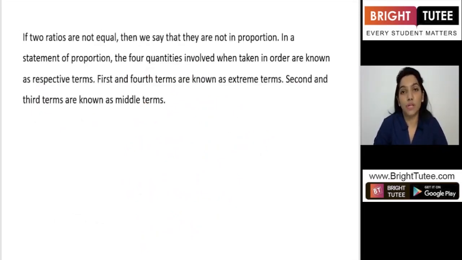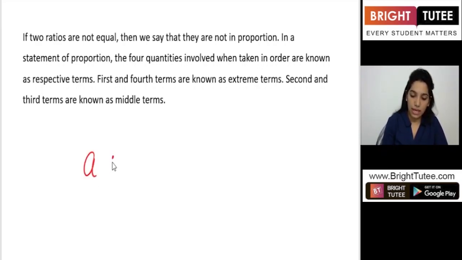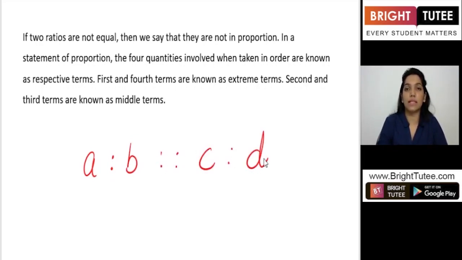It says if two ratios are not equal, then we say that they are not in proportion. In a statement of proportion, the four quantities involved, when taken in order, are known as their respective terms. First and the fourth term are known as extreme terms, and the second and the third term are known as the middle terms. So how do we write? We write it as A is to B and C is to D. We are just representing them using some variables. Okay. So it is saying that when the two ratios are not equal, we say they are not in proportion.